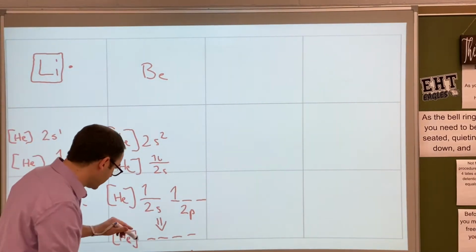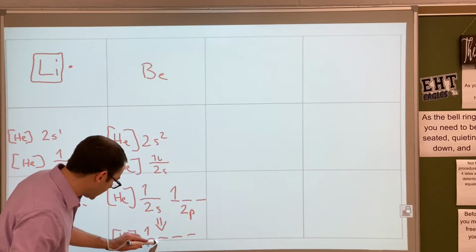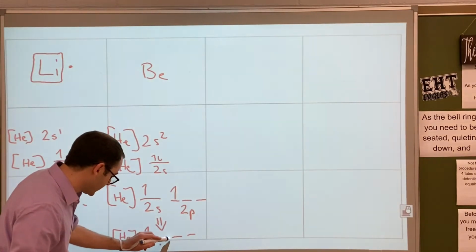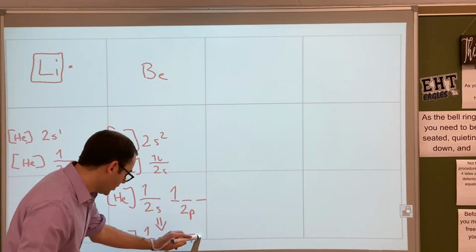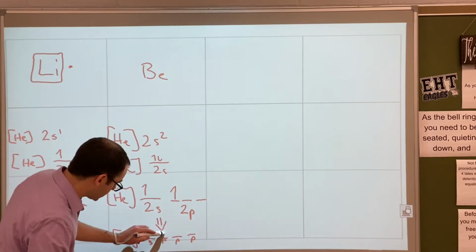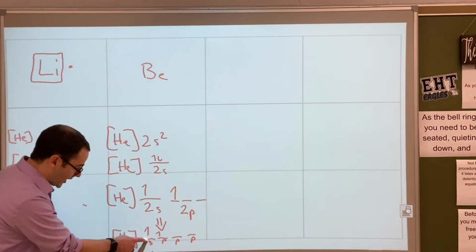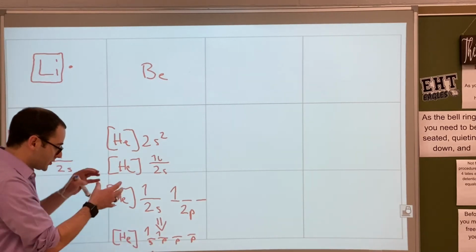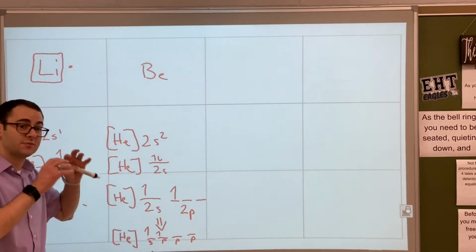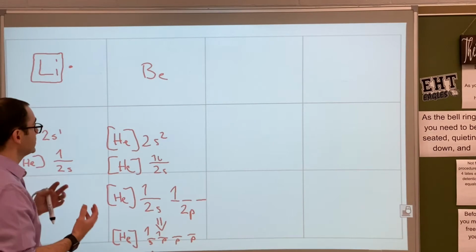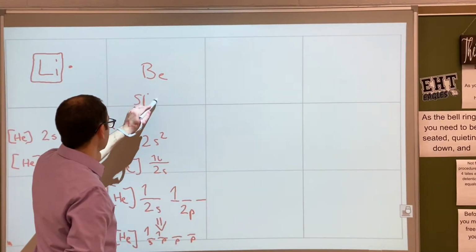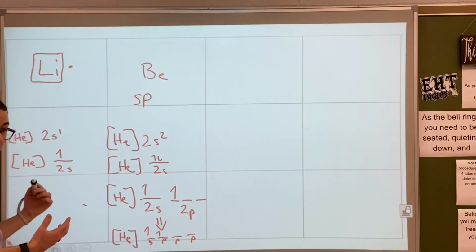And with this one, we're only using 1s. We can only ever use 1s because there's only one orbital for s, but we're also only using one of the p's, okay? So we're using an s and then 1p. So this we would call sp hybridized, all right? So this would be sp hybridized. So we would just say it's sp, all right?